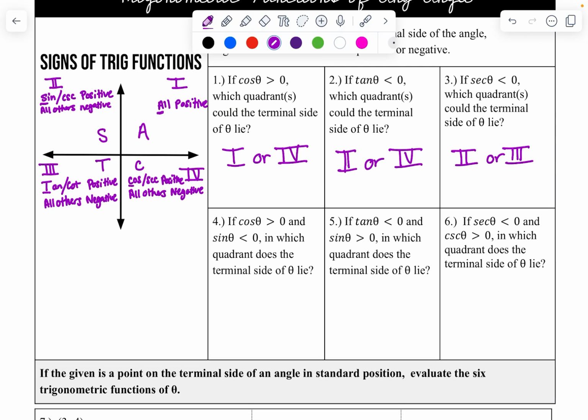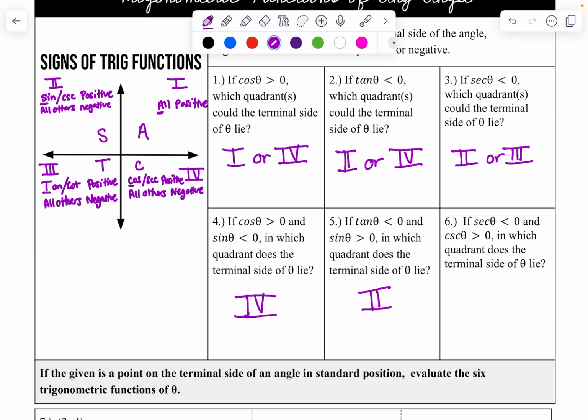If the cosine is positive but the sine is negative, for cosine to be positive, we have to be in quadrant 1 or quadrant 4. And if we want sine negative, we'd have to be down here. So it's got to be quadrant 4. If we want the tangent negative but the sine positive, we know sine is positive in these two. And if we want the tangent negative, it'd have to be this one, because over here everything's positive. So this is the only one in which sine is positive, but tangent would be negative. So quadrant 2.